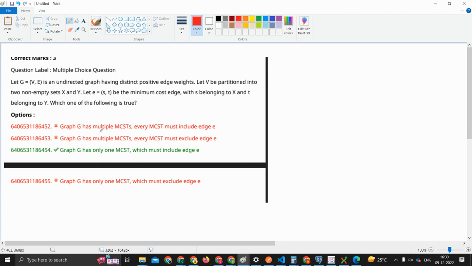Let G equals V comma E be an undirected graph having distinct positive edge weights. Let V be partitioned into two non-empty sets X and Y. Let E equals S comma T be the minimum cost edge with S belonging to X and T belonging to Y. Which one of the following is true?